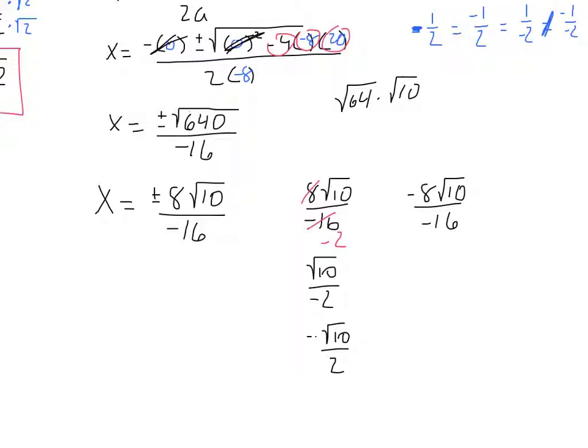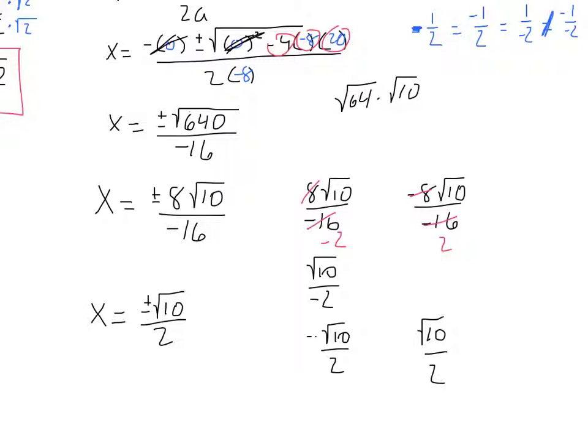How about the second fraction? Negative 8 over negative 16. The negatives cancel. We get a 2 in the bottom. We have square root 10 over 2. Okay. So what's going on here? Well, our final answer then, you could leave it as the two fractions separated like that. Or you could put it back together and say that it's positive and negative square root of 10 over 2.